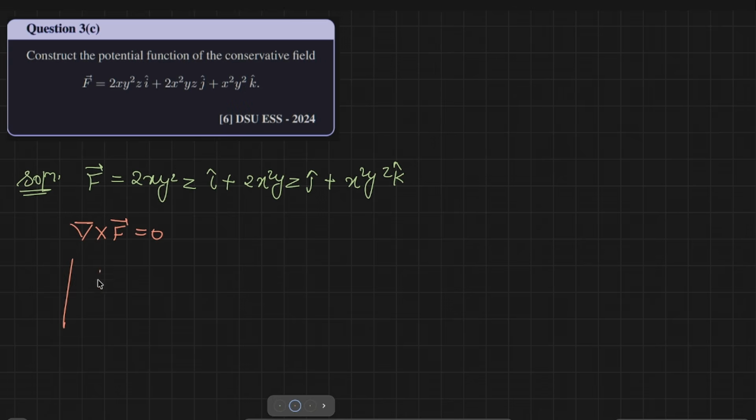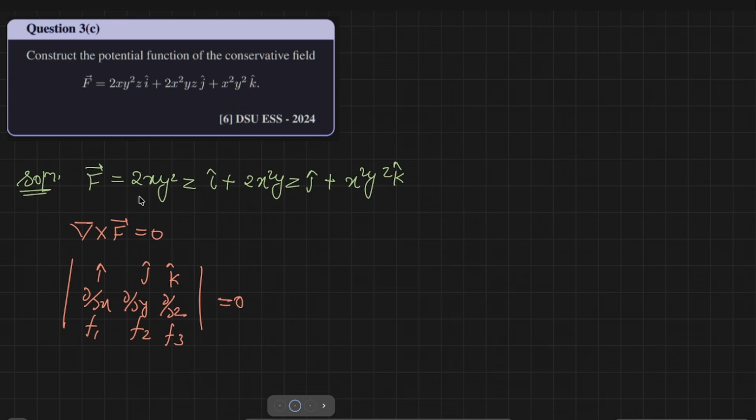It means when you write down the determinant with i cap, j cap, k cap, dou by dou x, dou by dou y, dou by dou z, and F1, F2 and F3, this is basically 0. It is given. Now your task is to find the scalar potential function. So the curl is 0, and now your task is to find the scalar potential function.